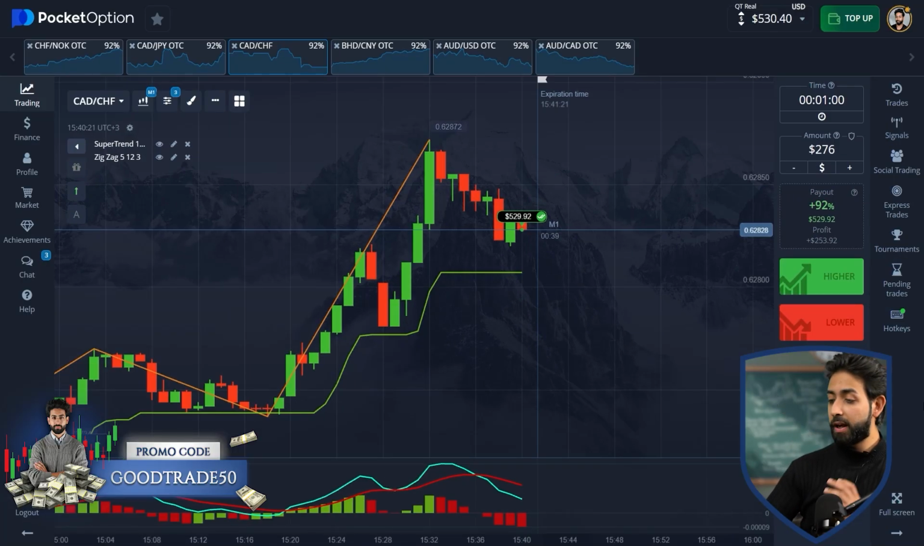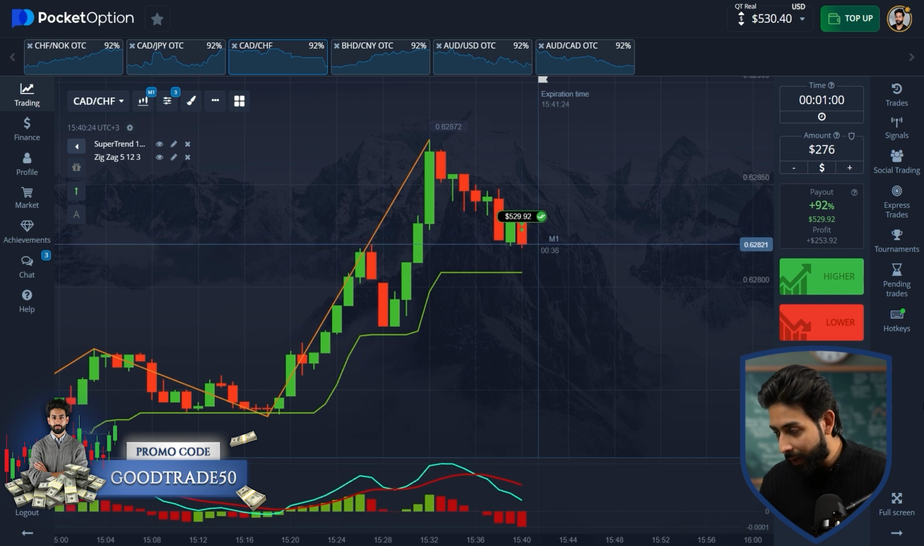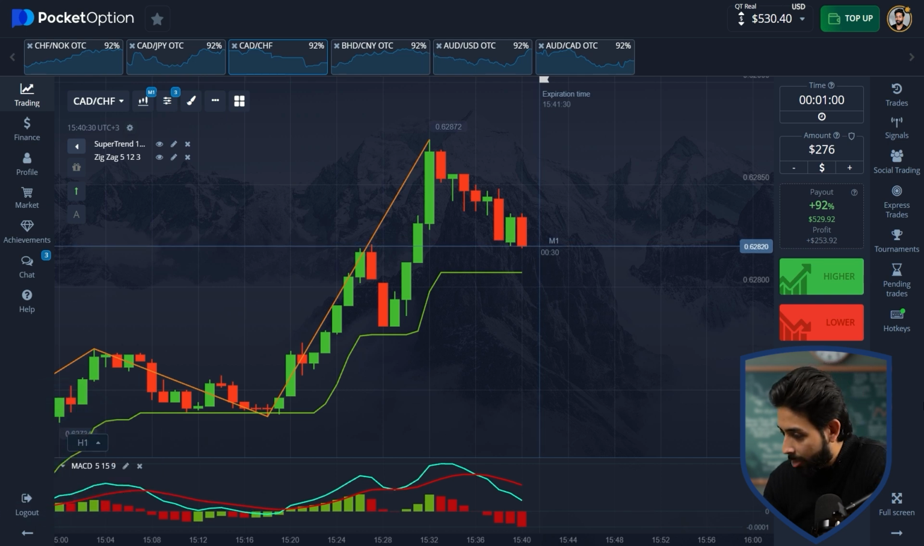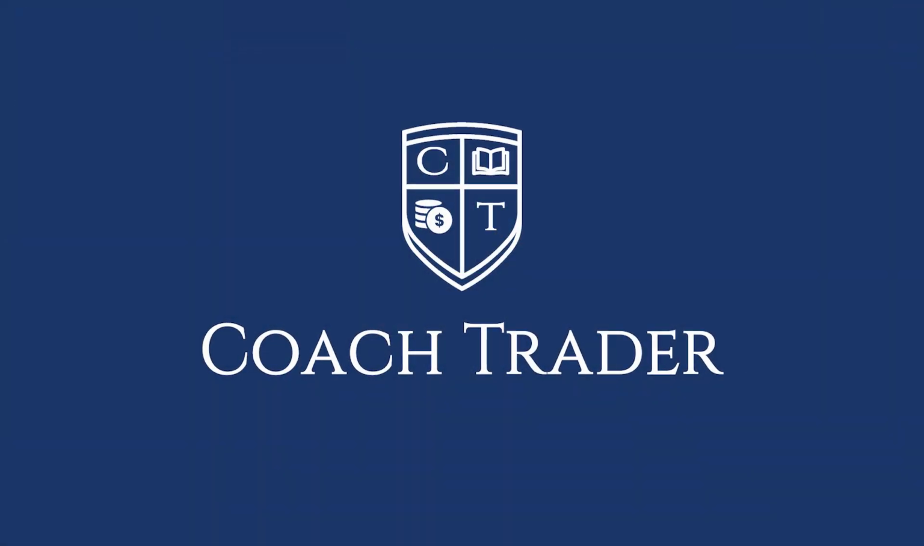Beautiful. Third trade of the day, profitable again. As I said, balance is up to 530.40. Really beautiful day today, 3 trades back to back. It's a hat trick. Beautiful.